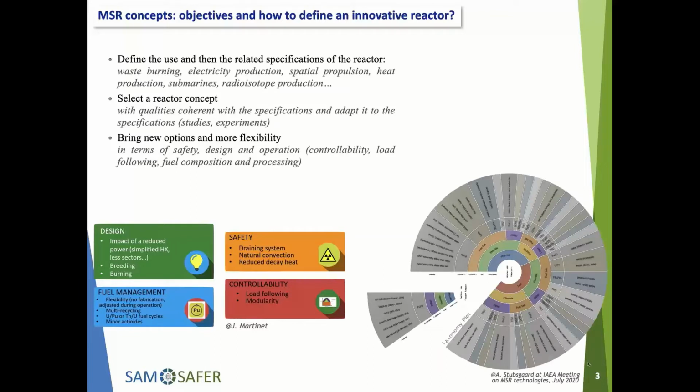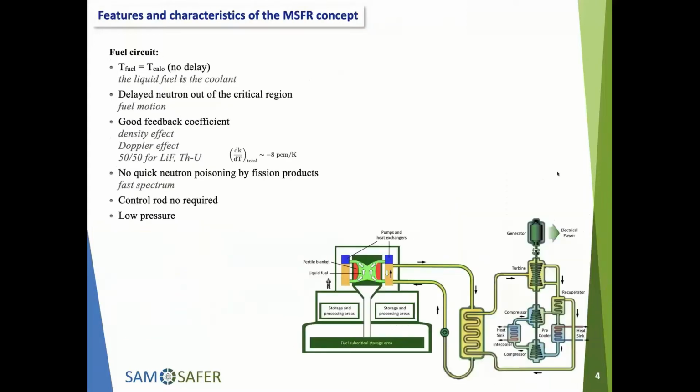We have all the families of MSR that I introduced last time. So for all these families, and for each MSR family, we have to define how we control the reactor, how we operate the reactor. And today we will focus on the molten salt fast reactor to illustrate how we define this with a reactor, for example, with no control rods. So can you please, next slide.